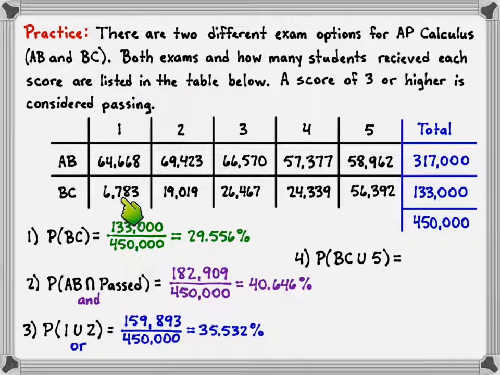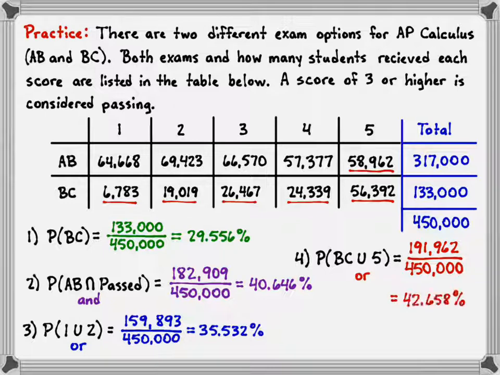That is BC. It's not 5, but it is BC, so it's BC or a 5. So this one counts, this one will count, this one will count, this one will count. Will this one count? Is this BC or a 5? Well, yes, it is, because it is BC. It is also a 5. So is it BC or a 5? Yes. So we're going to include all of those red ones that are marked there as our event space, which is 191,962, over our total, which is 450,000, which is 42.658%.